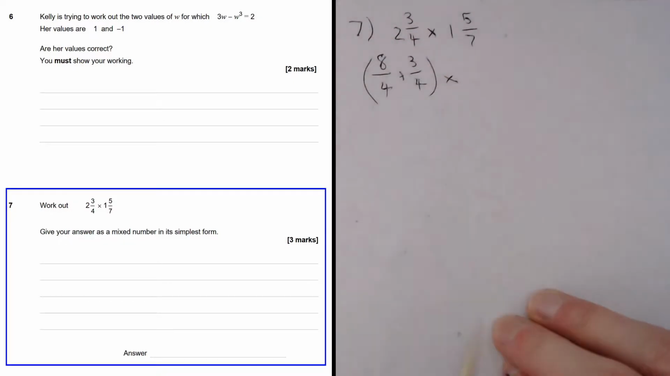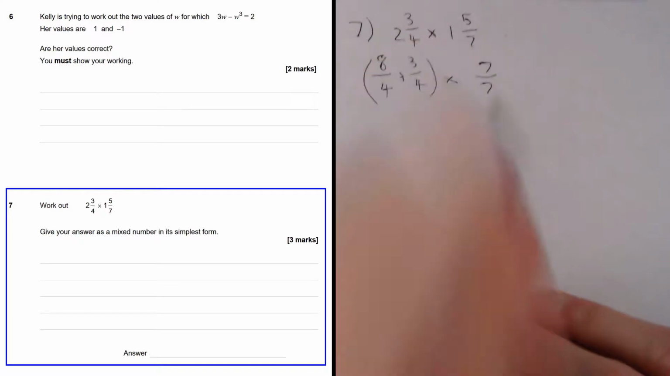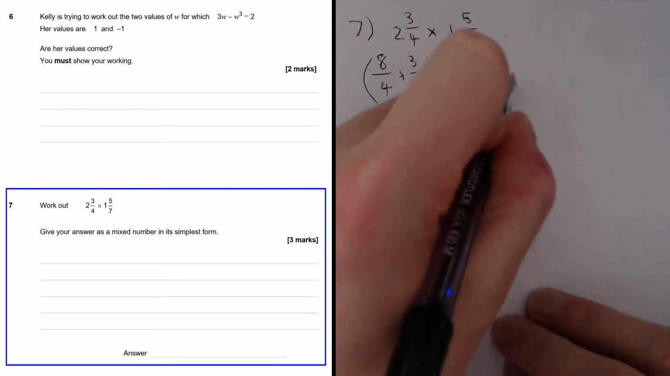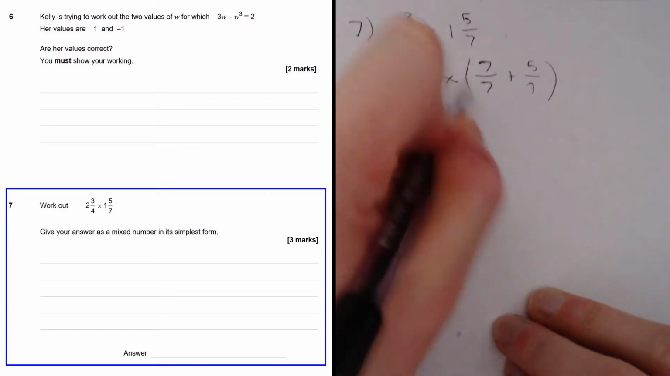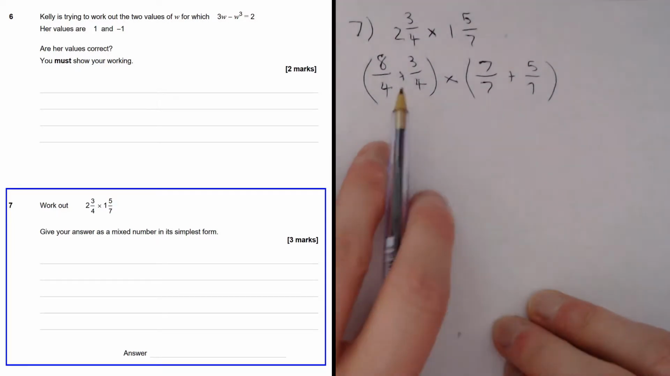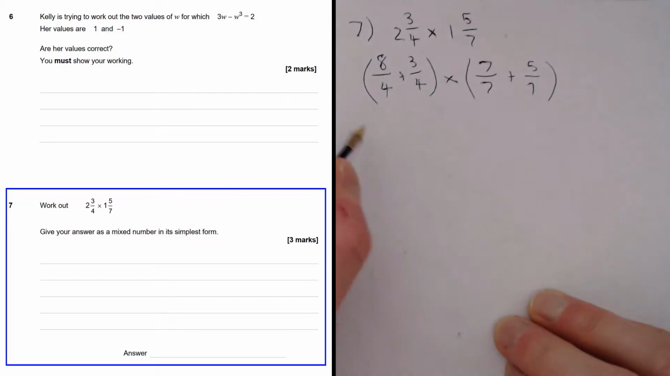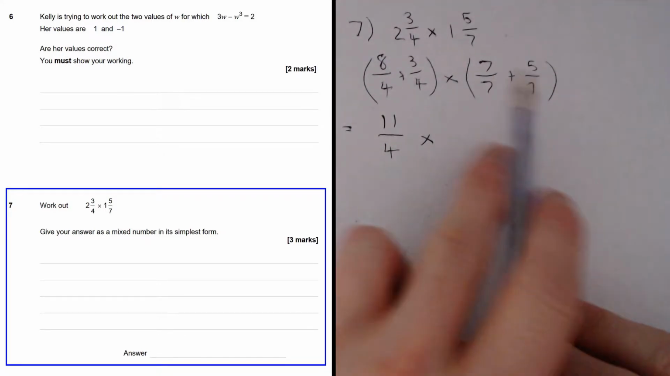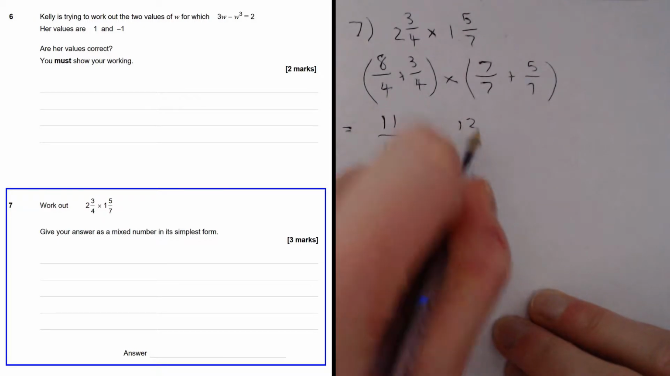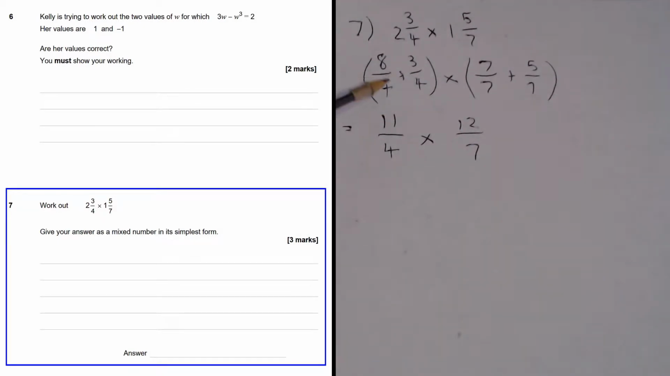And we need to multiply that by what? Well, we've got 1 whole one and 5/7. Well, 1 whole one in terms of sevenths is 7/7. 7 divided by 7 is 1. And then we've got this extra 5/7 as well. Let's add these together to get our improper fractions. So 8 plus 3 is going to give us 11. So we've got 11 over 4. Times by, and this we've got a 7 plus a 5, which is a 12. 12 over 7. Remember, we can add the numerators of fractions so long as the denominators are the same, which they are in this case.